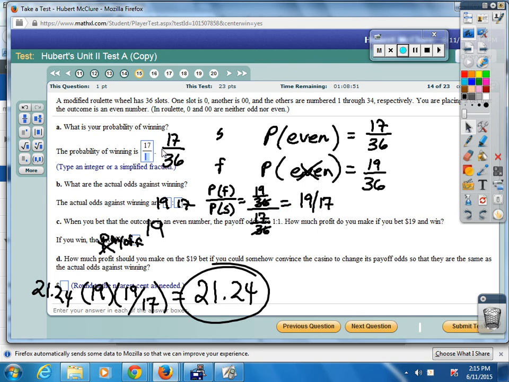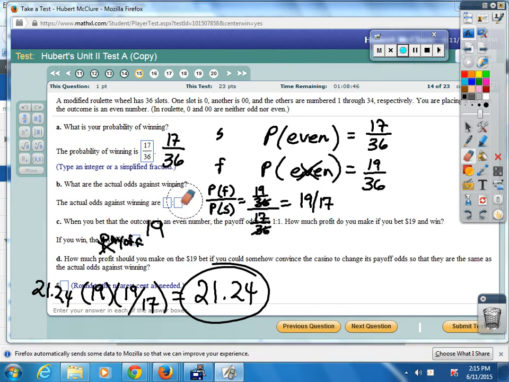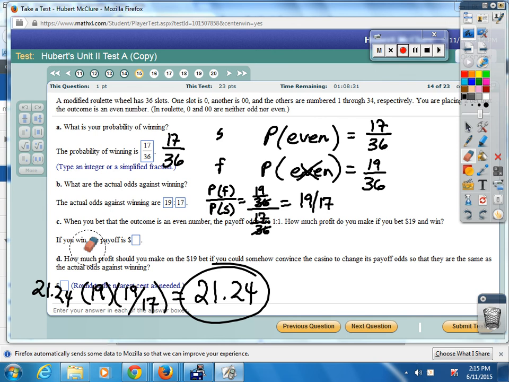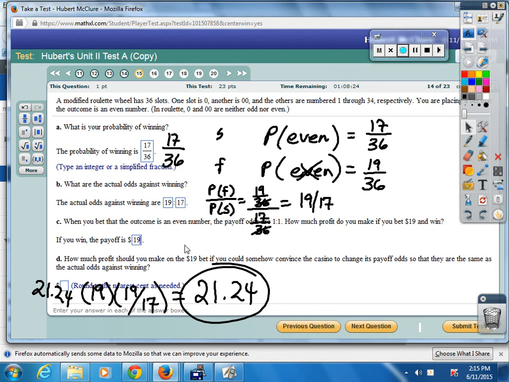17 over 36. 19 over 17. Or what did I say? 19 over 17. That is 19. And 21.24. Next question.